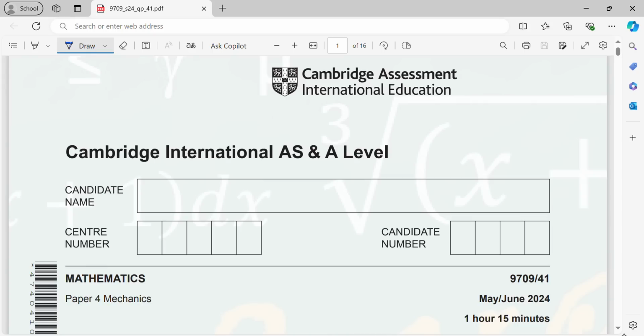This video is to discuss Cambridge International AS and A-Level Mathematics Paper 4, which is the Mechanics paper for May-June 2024, and the code is 9709/41. So let's get started.